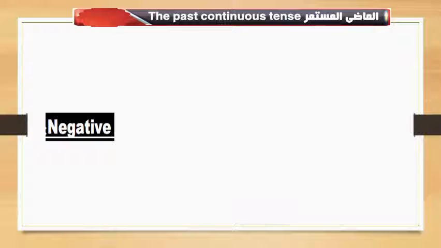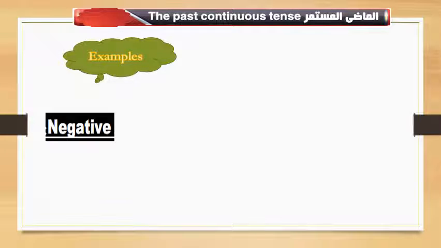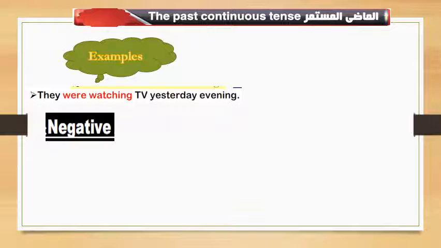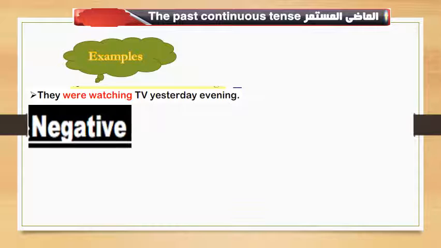As for the past continuous tense, another kind of past, but it's continuous. The past continuous tense expresses an action that happens in the past but at a specific time in the past. Examples: they were watching TV yesterday evening. In negative, Jana wasn't making dinner. So we notice that past continuous tense consists of was or were plus verb ing.